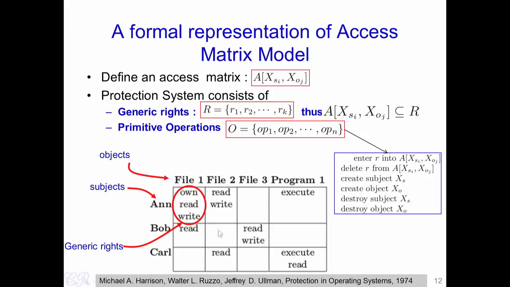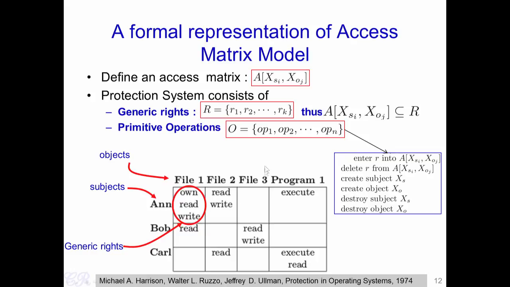As we see, each of these primitive operations could either modify the contents of a particular cell in the matrix, or it could delete an entire column with destroy subject and destroy object.